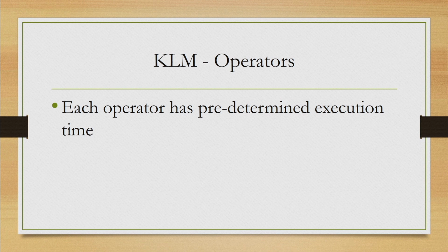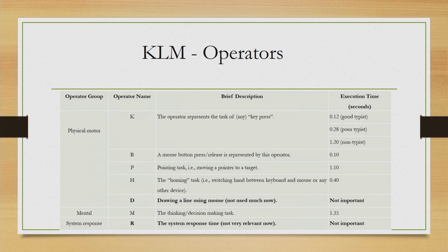But let us see the times that are predetermined for each of these operators. As you can see here in this table, for the K operator there are 3 times mentioned. One is for a good typist, one is for a poor typist, and one is for a non-typist.